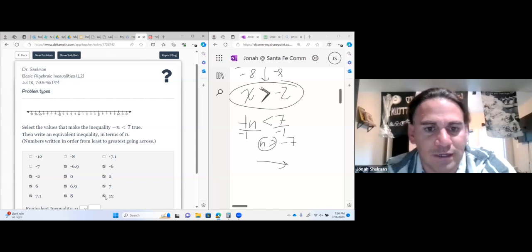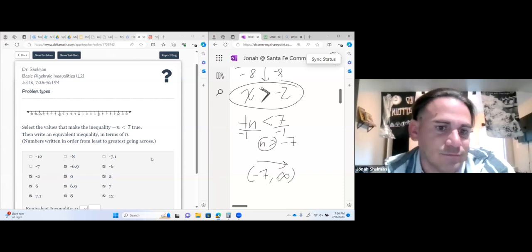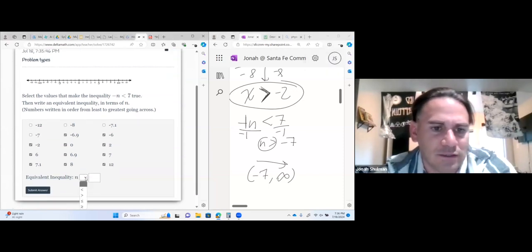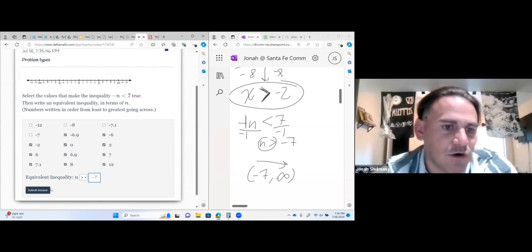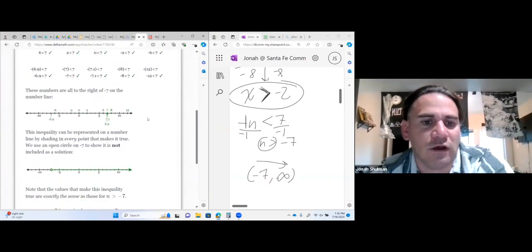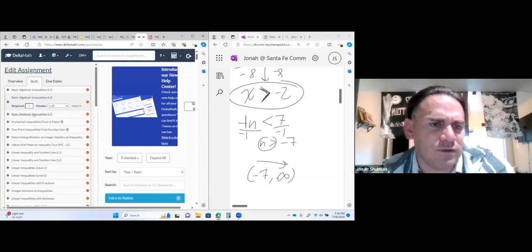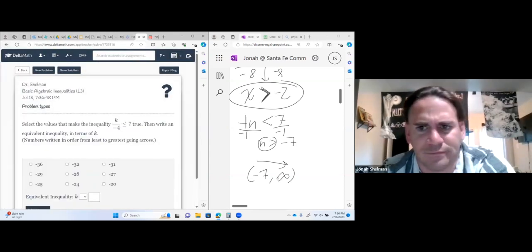What's another way we can write it? It would be parenthesis, -7, comma, infinity, parenthesis. N is greater than -7. All right, let's try a harder one. We'll go even harder. Ta-da! Everything's correct. Looks beautiful. All right, so here we go, even harder.